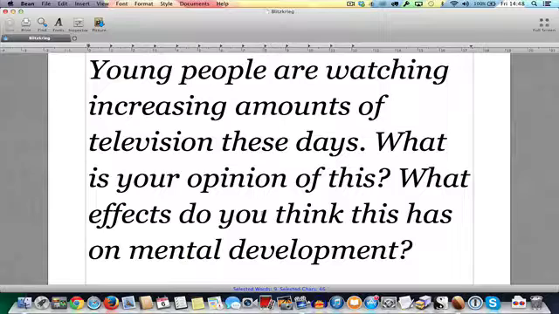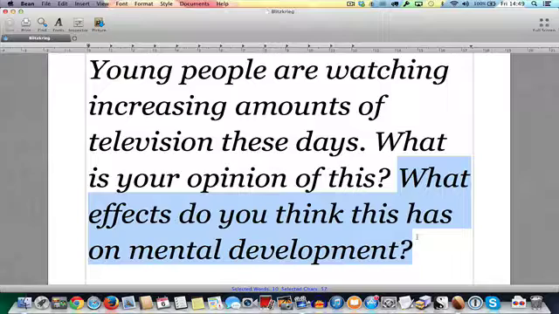However, if you're faced with a double action question that asks you for your opinion, as this example question does, so what is your opinion of this? What effects do you think this has on mental development? In this instance, I advise you to address the what is your opinion portion of the question as some sort of thesis. Because typically the second part of the question will cause you to have a discussion that will act as support for your thesis.